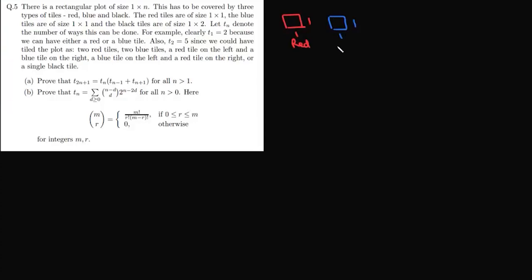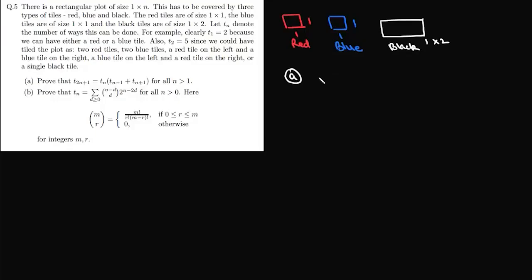They are also 1 cross 1, and then we have black tiles whose dimensions are 1 cross 2. Tn denotes the number of ways in which we can cover a plot of size 1 cross n using these tiles. The first question is: prove that T2n plus 1 equals Tn into Tn minus 1 plus Tn plus 1.